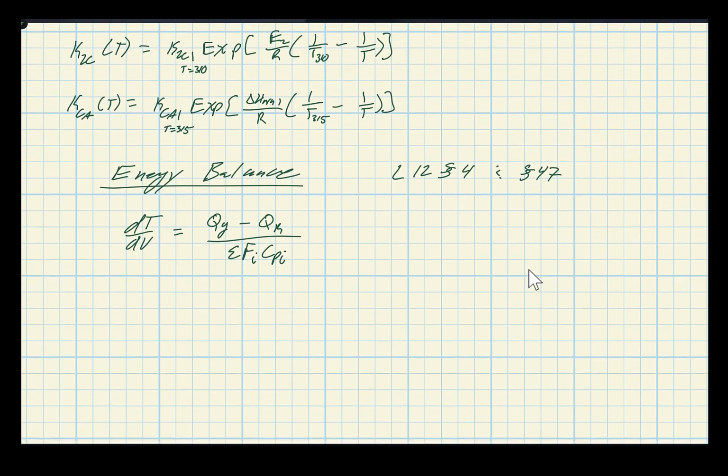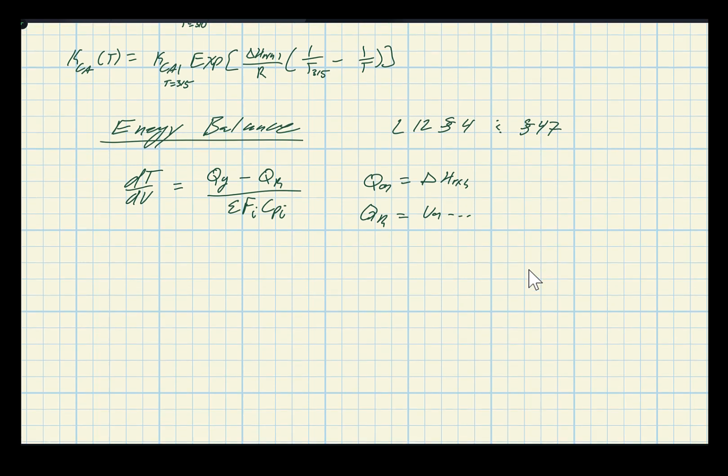Now let's break that down a little bit further. So we could say that our QG that's being generated is due to our delta heat of the reaction, and then our QR is equal to whatever is being removed. So that would be our heat jacket. So that's the UA term, right? So let's plug those in right here. And we'll say that our change in temperature as a function of volume along the length of the reactor is then equal to our negative delta H of the reaction times our negative reaction rate minus UA times T minus T ambient, all that over the summation of Fi CPi.